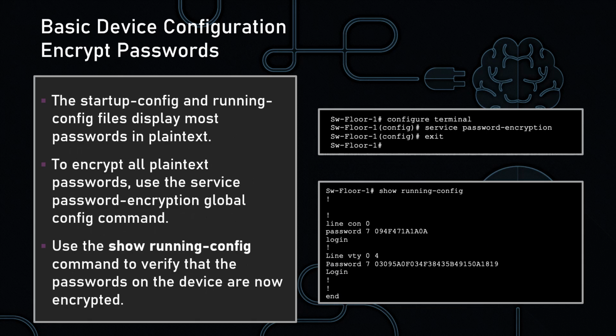Startup config and running config display most passwords in plain text. So in order to make sure that that's not the case, we need to use a service, and that service is called password-encryption. I believe if you type in serv space PASS and hit tab, it should auto-complete that for you once you're in global config mode. Now you will want to make sure that you run the show running-config command after you've done this to make sure that the passwords on your device are now encrypted.